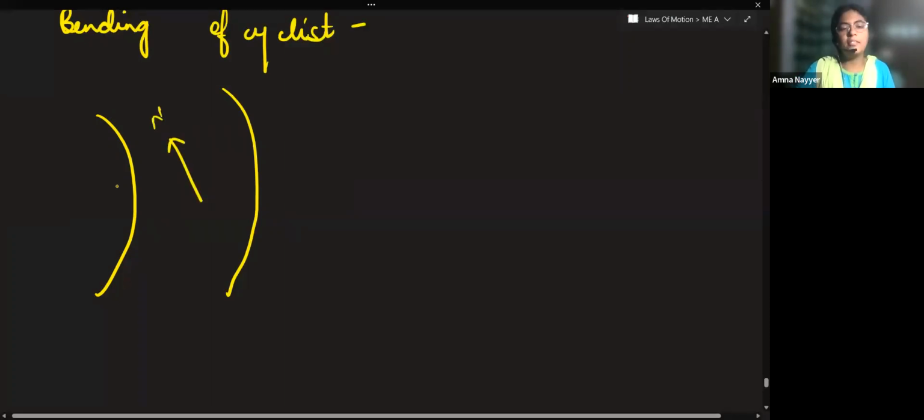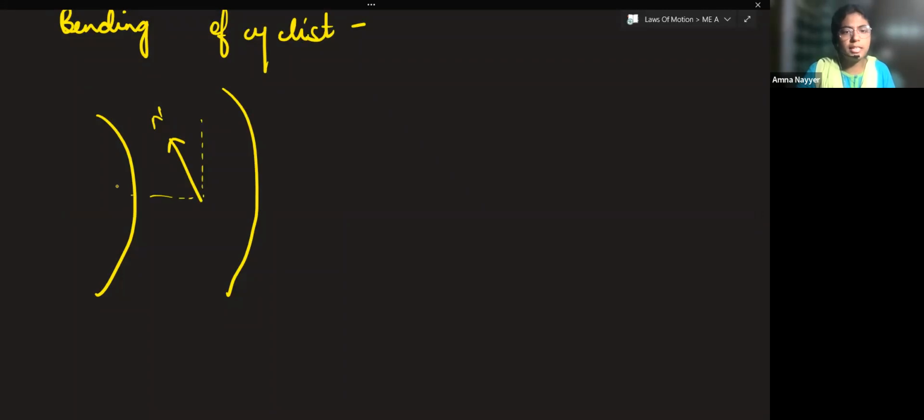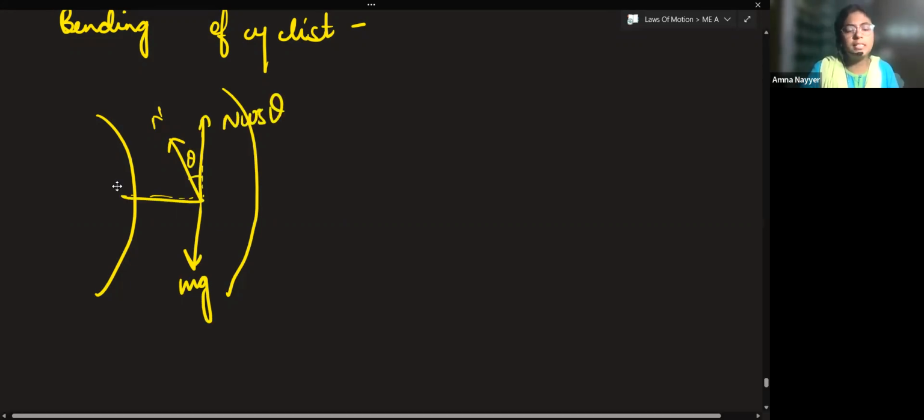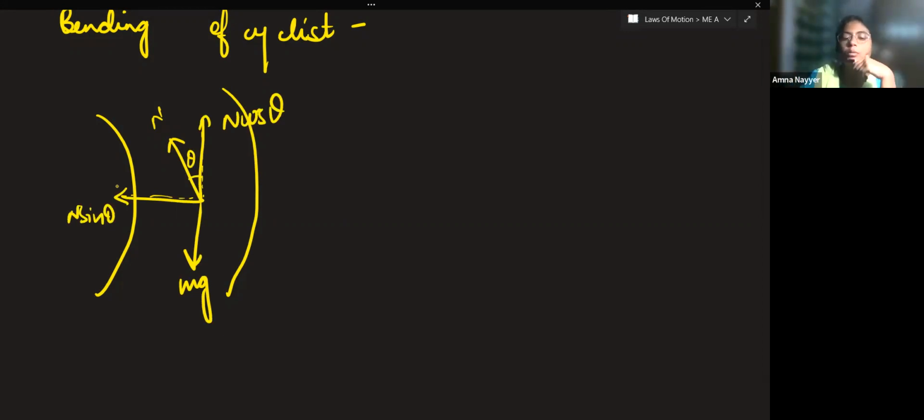Again, we have to resolve this. So see, let's say we have taken some angle theta on our own, and here downwards is the weight. So this component becomes N cos theta, and this component becomes N sin theta. Now tell me one thing, which component according to you will provide the centripetal force? Yes, class. N sin theta.